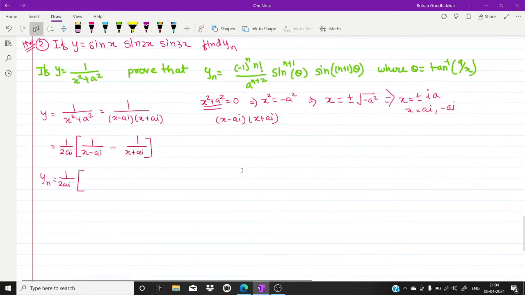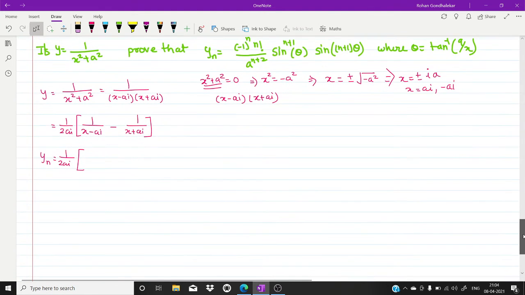So by this formula, we get minus 1 raised to n into n factorial, that is m is 1. So hence we get n factorial. In the denominator, x minus ai bracket raised to n plus 1. Of course, a is not present. a is 1 here, so there is no need to take a raised to n.